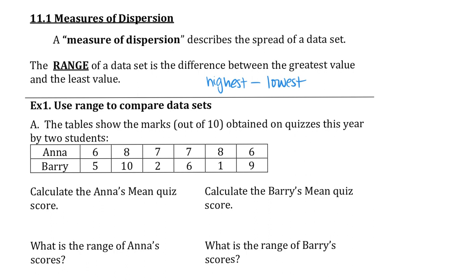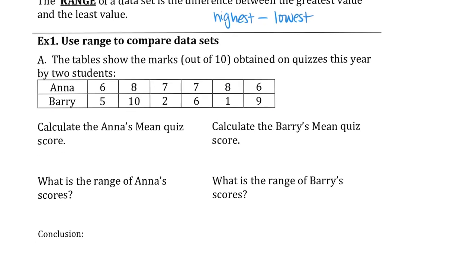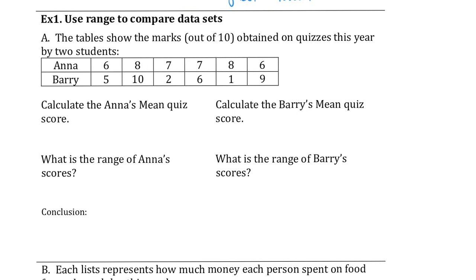Example 1, use range to compare data sets. The table shows the marks out of 10 obtained on quizzes this year by 2 students. These are Anna's scores, they were out of 10. These are Barry's scores out of 10. Let's calculate Anna's mean quiz score. For mean, I can use that little bar at the top. I am going to say A bar equals.